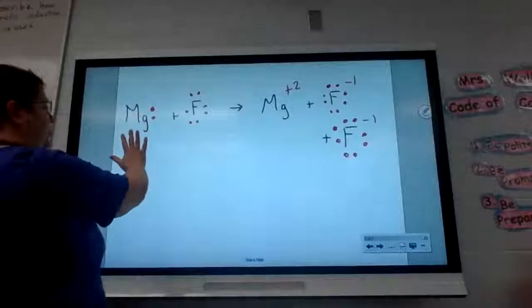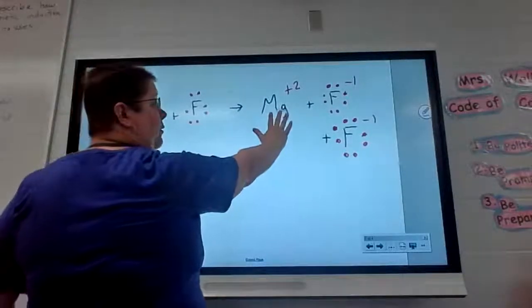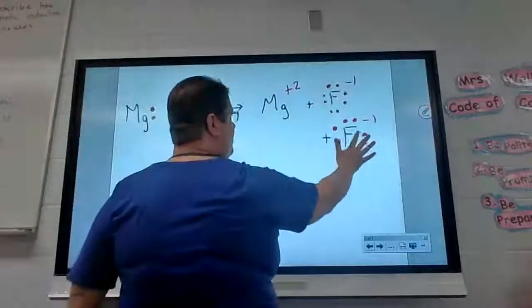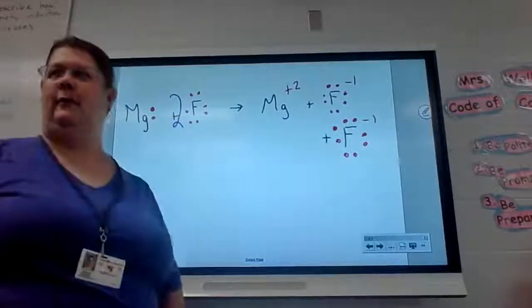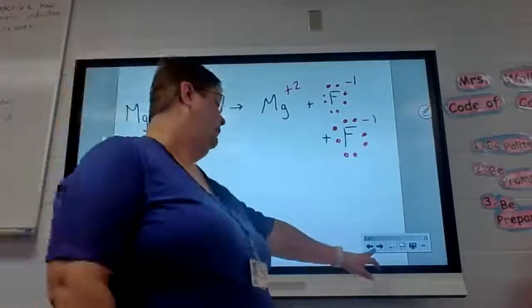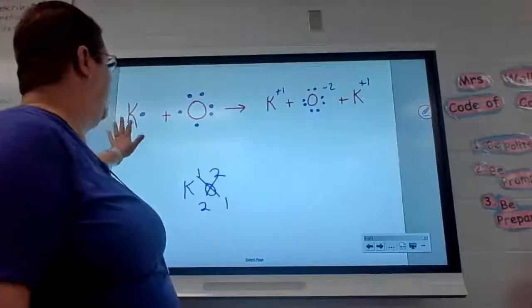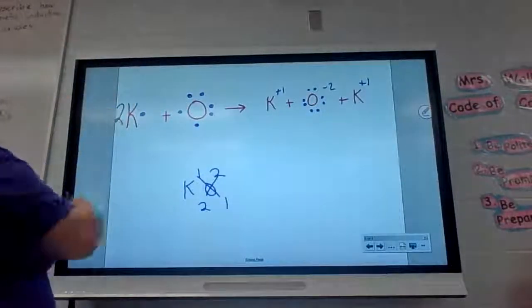How many Mgs are here? 1. How many are here? 1. How many Fs? So all you gotta do is put a 2 there. The point is, we didn't want to do that first. This is not hard, people. How many Ks are here? 1. How many Ks are there? 2. So I'll put a 2 there.